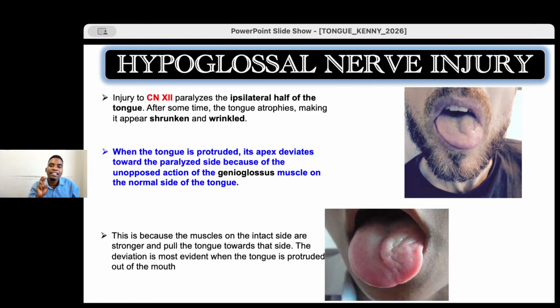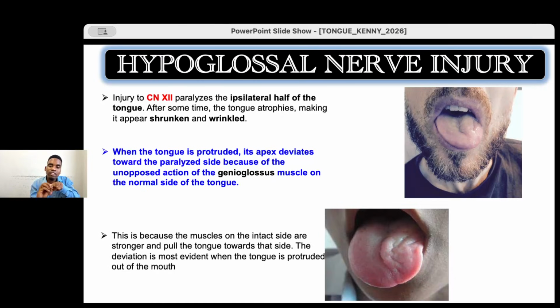Now, if you ask your patient to protrude the tongue and the tongue deviates to one side, it points to the side of the lesion. And why do we have that deviation to that side? Because we have weakness of the genioglossus muscle on that side. Listen, what is the action of the genioglossus muscle? Think with me. The genioglossus muscle is protruding the tongue outside. Now we have two genioglossus muscles, one on the right and one on the left.